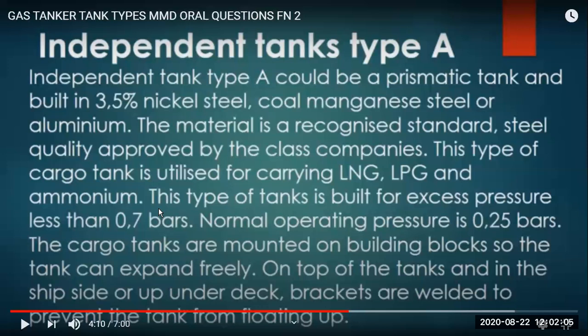And the cargo tanks are mounted on building blocks so the tank can expand freely. And on the top of the tanks, on the ship side or under the deck, brackets are welded to prevent the tank from floating up. That's what we see, the skirt or brackets connected to the hull for support.